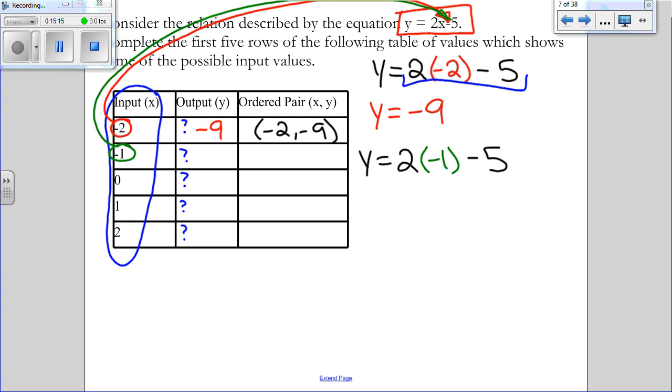Right, now that I've done my input, I'll do the same thing. I'll take this thing, and I will put it right into my calculator. 2 bracket, I use the negative button, which is beside the decimal. -1 bracket, -5, that's a minus symbol, so it's above the plus. And that will tell me that y equals -7. So for an input of -1, I get an output of -7. To write that as an ordered pair, you just go input first, output second.